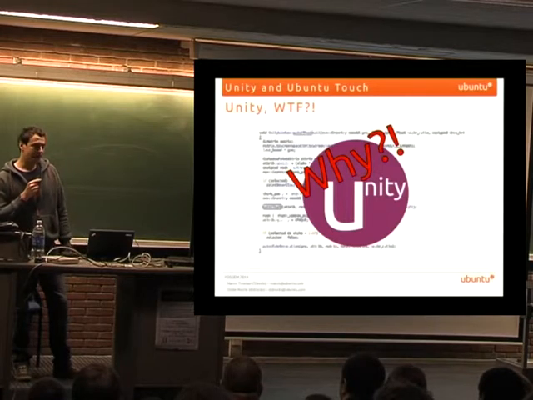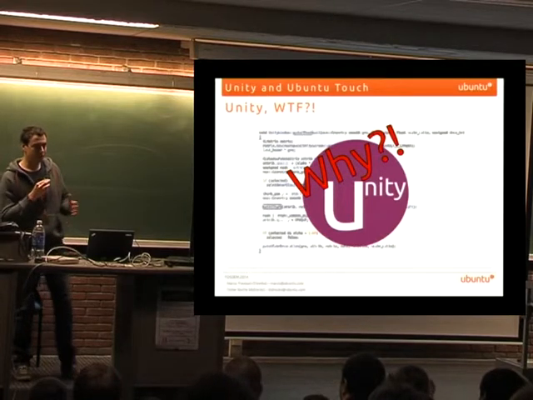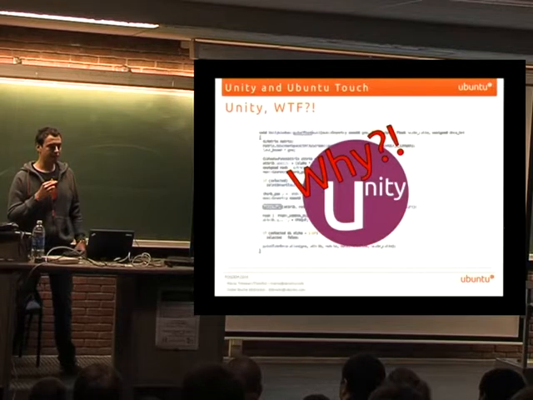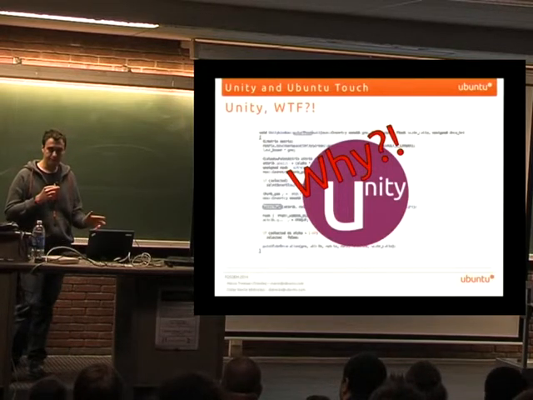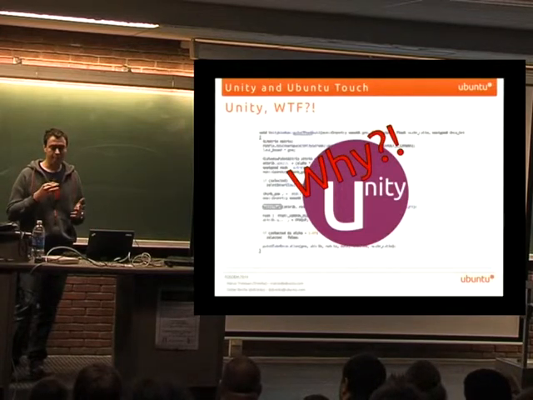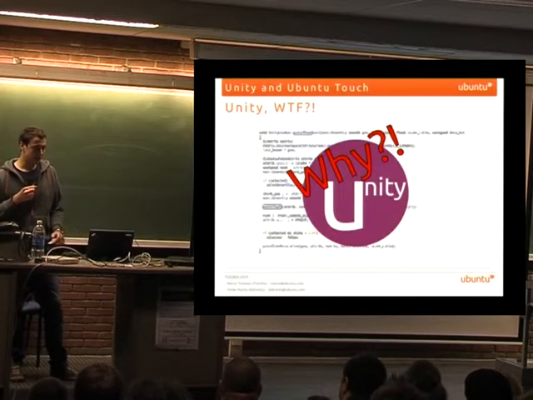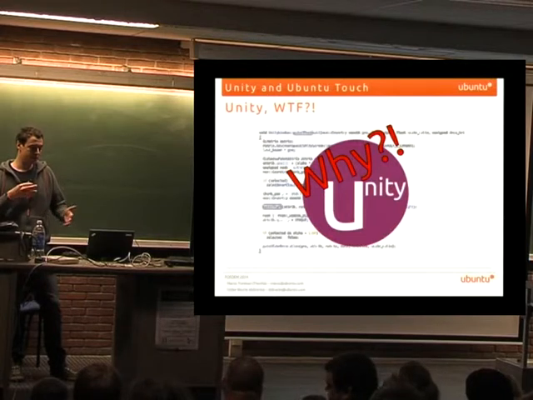Let's talk about why, at the beginning, we started with the idea of Unity. Canonical design decided to define a new desktop led by design, which is in some ways different from the other DEs of that period. In the meantime, GNOME Shell was starting and was in a development state. At the same time, KDE was going with Plasma, and Ubuntu wanted for the first time to try to define its own vision, its own desktop.